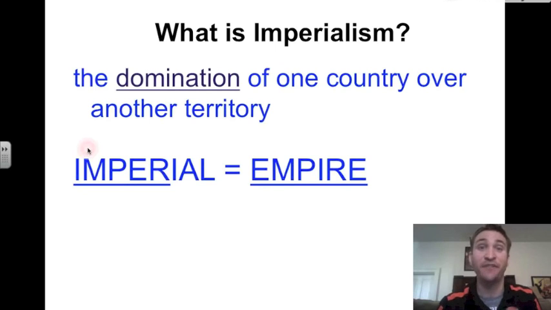Let's back up and define this I word. What is imperialism? It is the domination of one country over another territory. And within the word imperial, you see empire. And the goal of an imperial power was to build an empire so that you could control a place.